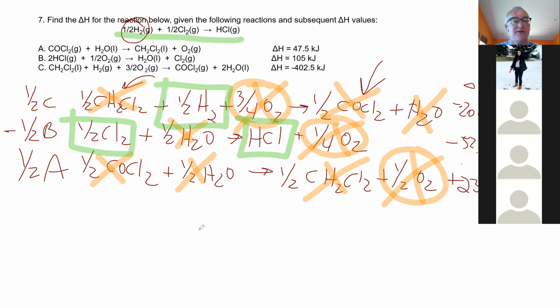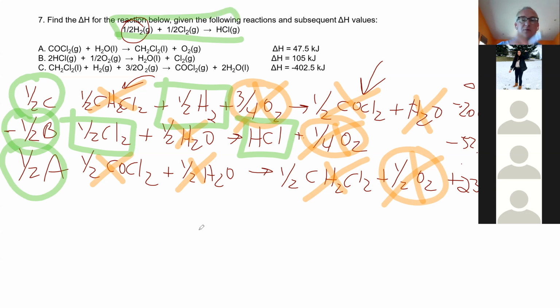All right, so what can we do? We can add C multiplied by a half, B multiplied by a half and switched, and A multiplied by a half. We add them all together and we get our target reaction. So what is our delta H?